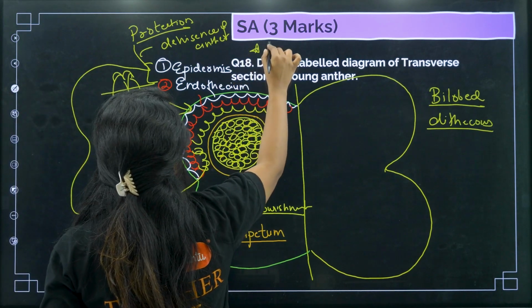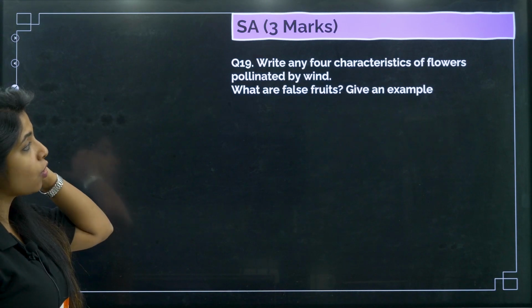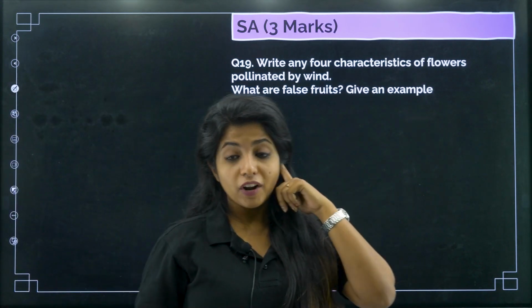This also has been repeated so many times. Please practice the diagrams. Okay, next question. Write any 4 characteristics of flower pollinated by wind. So, flower pollinated by wind.